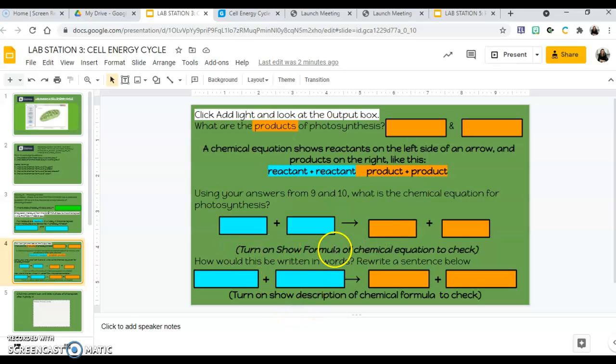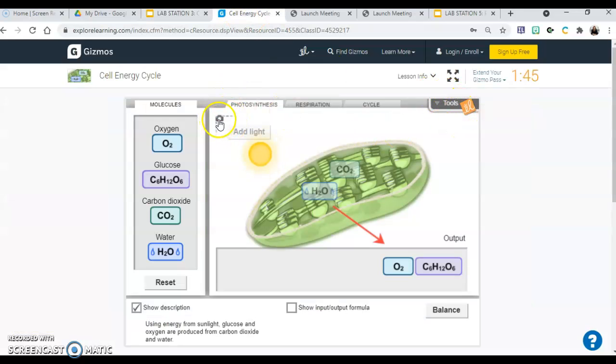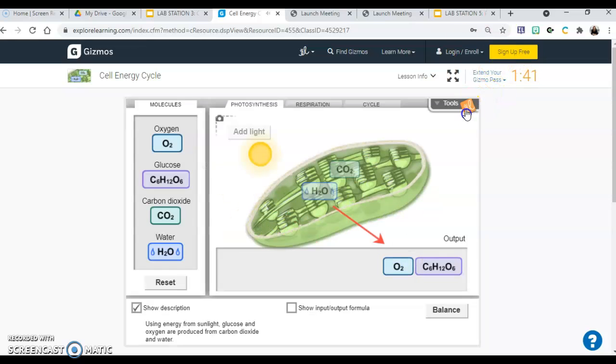Okay, then you're going to click turn on formula to check, make sure you're right, and then click turn on show description, and that will be in words. So then up here you should have your chemical formulas, and down here your words. Then you're going to take a photo. Remember, to take a photo is a little camera icon. And then copy and paste.